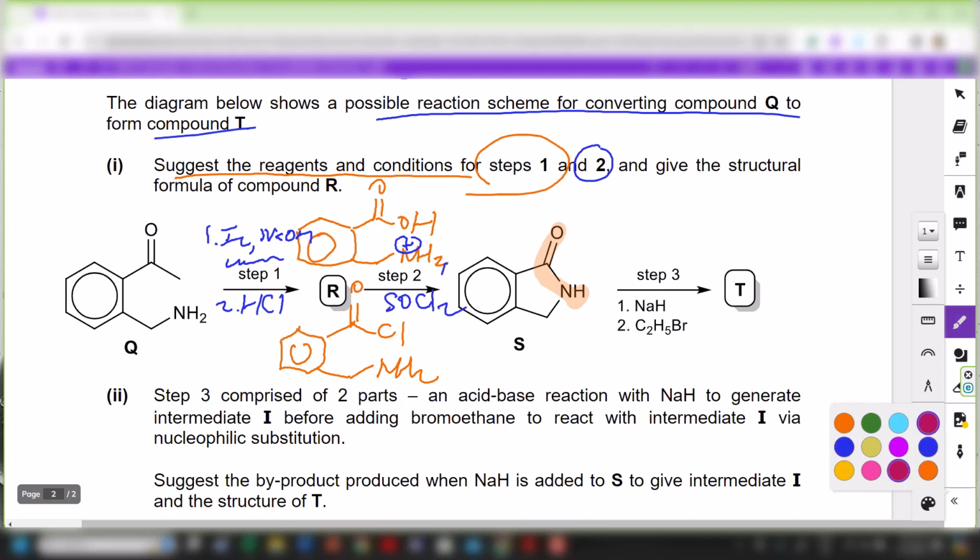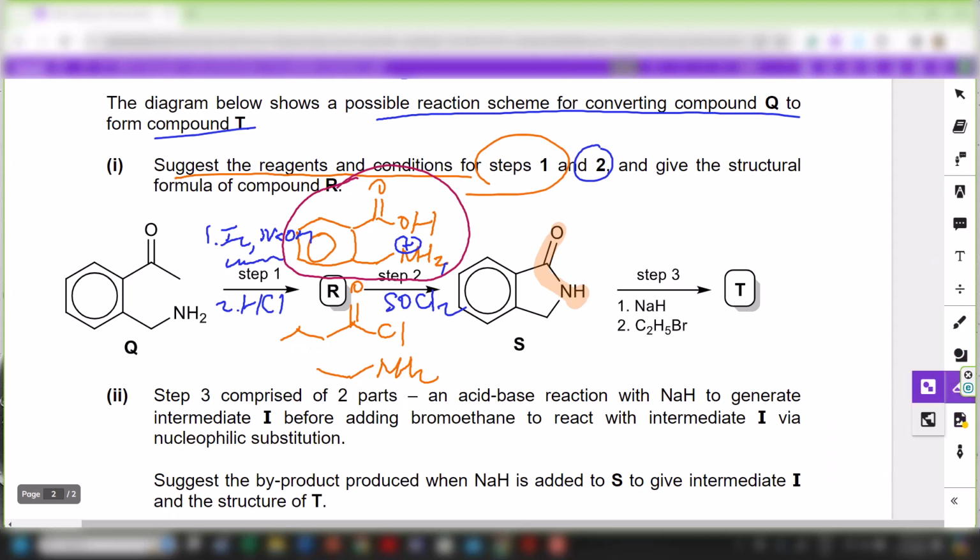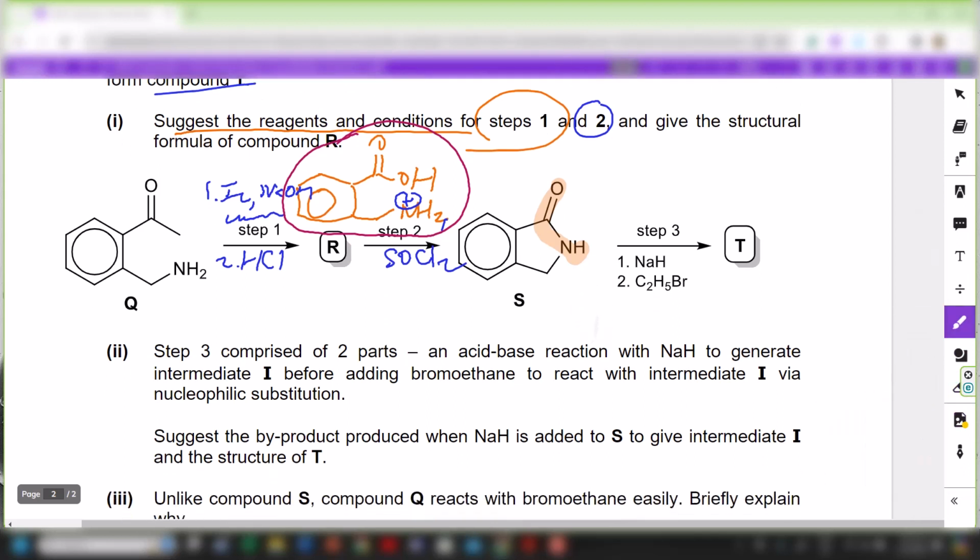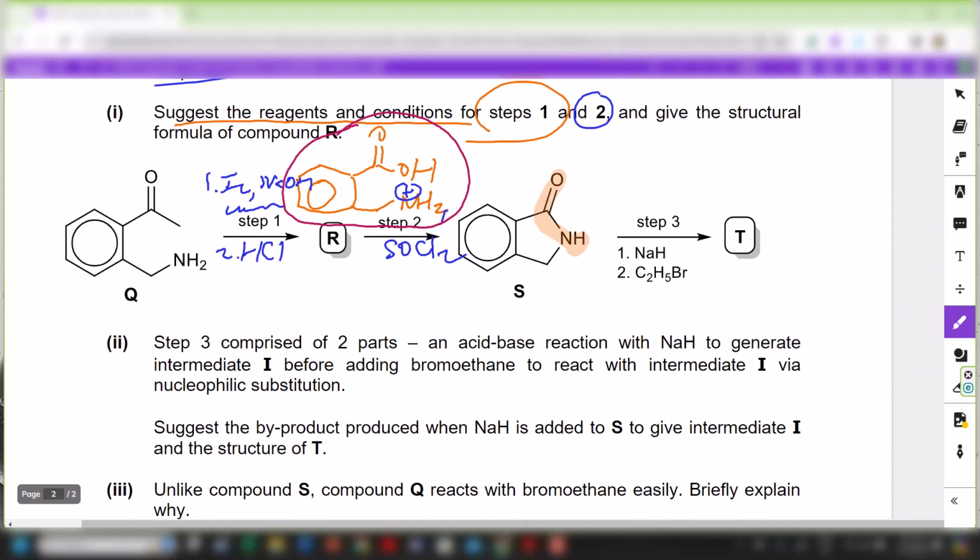So my most plausible structure for R will look something like this, and I'm just going to erase this, because I don't want you to think that R looks like what I've drawn below. Then for part 2, step 3 comprises 2 steps: an acid-base reaction to react S with NaH to generate intermediate I. This is pretty tough, because if you look at S, there isn't much protic hydrogen that you can think of within your curriculum, except probably the one directly bonded to nitrogen, because the N-H bond is the most polar amongst all the bonds. The remaining bonds are all C-H, and these are not activated C-H bonds.